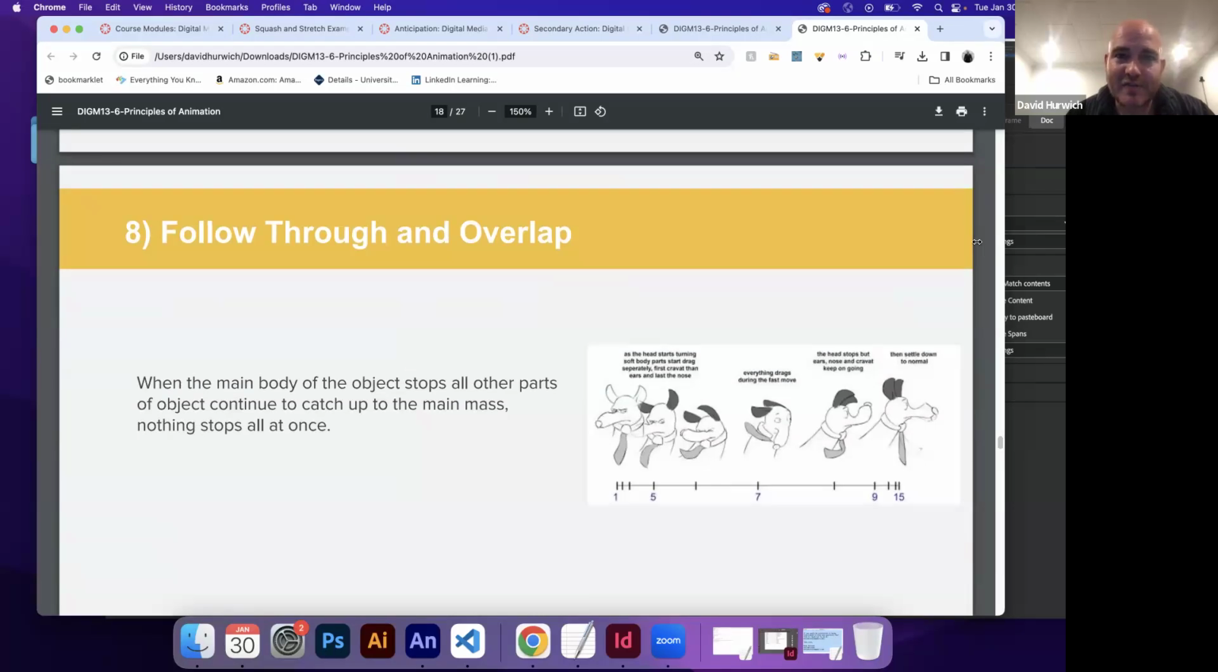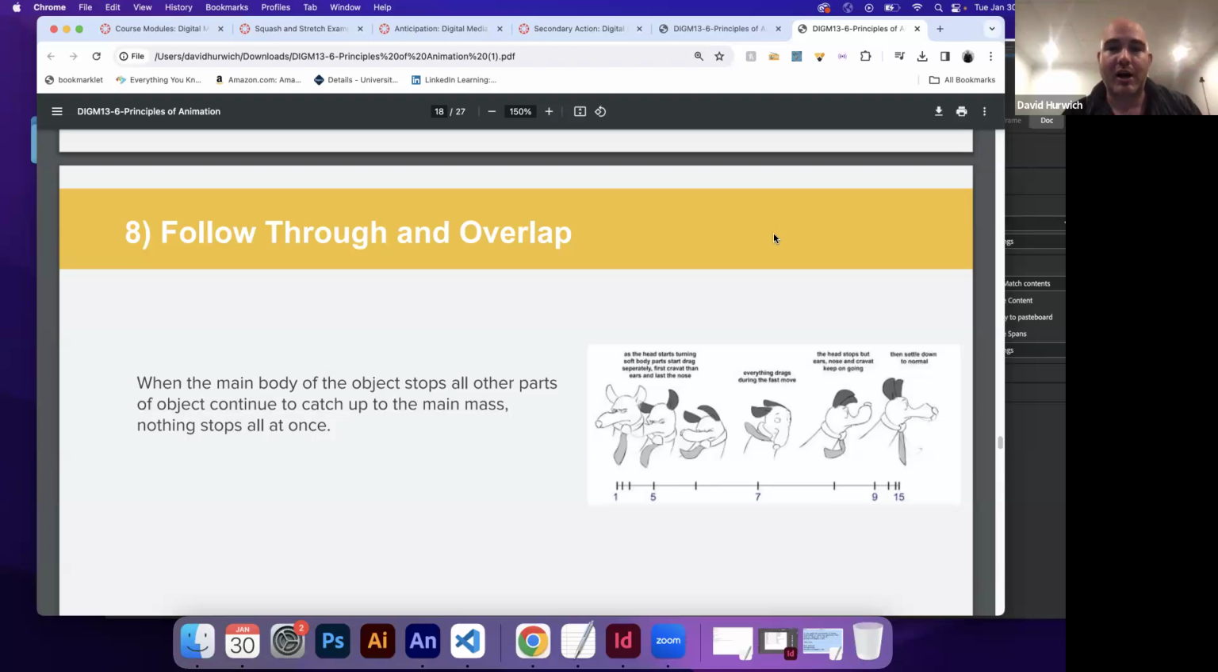Next is this concept of follow through or overlap. Follow through or overlap is the idea that when the main body is moving, not all objects stop at the same time. Imagine I had a cape on, like I'm a superhero. And I jump. I'm the main body, but I would land first, and then the cape on the back of me would probably land like a half to a quarter second later.